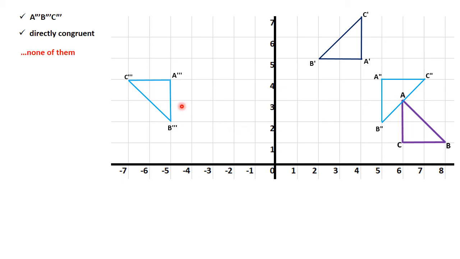Having said that, we say none of them is directly congruent, but for the oppositely congruent, we say all of them are oppositely congruent. All of these triangles are isometric. Every one of these triangles equals all the others, only that they require some sort of turning. Like you can put this one directly into this other one here by turning it in some way.